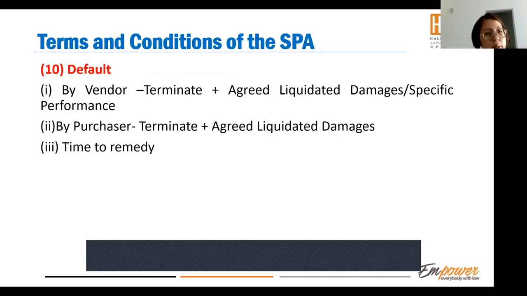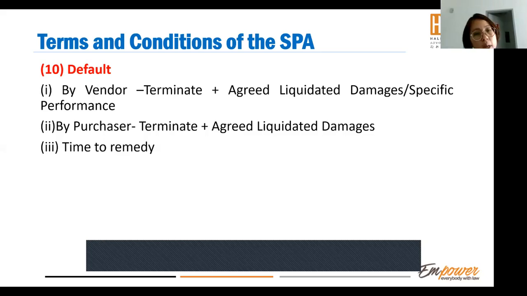Number 10, default. Default could be by the vendor, or default could be by the purchaser. Default by the vendor could be because the vendor made a wrong representation of warranties, or the vendor refuses or is unable to complete the transaction due to their own reason. It's not due to a government change of policy or some reason beyond their control. It is due to the vendor's own problem, or sometimes they say I can find a better purchaser with a higher purchase price, and they purposely or willingly default on this agreement. Then this is a default. It entitles the purchaser to terminate the agreement or to seek specific performance.